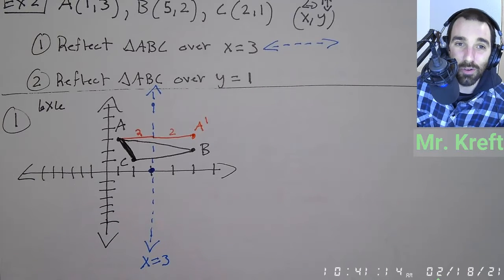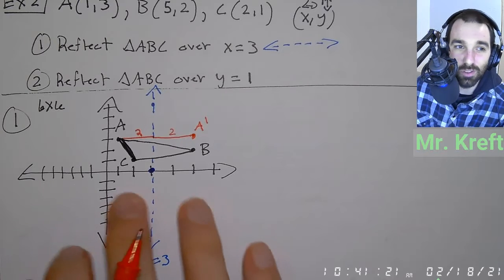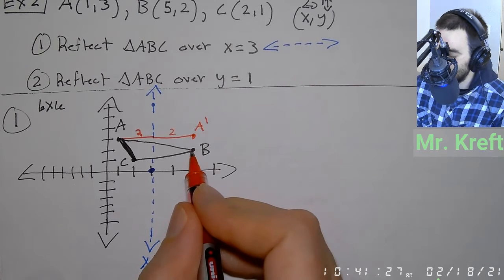And this is why, even without graph paper, you should do it this way. Because you're going to get it right 100% of the time if you do it this way. Takes a little bit more time, but you're going to get it right all the time. Okay? And then we try B.